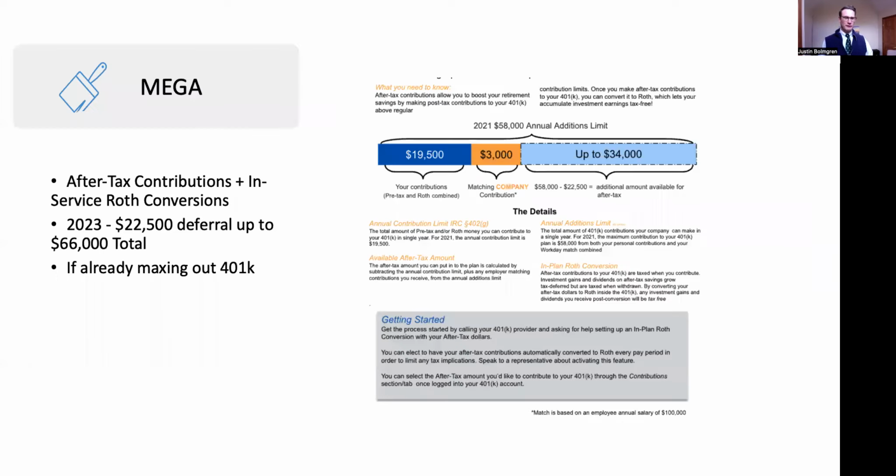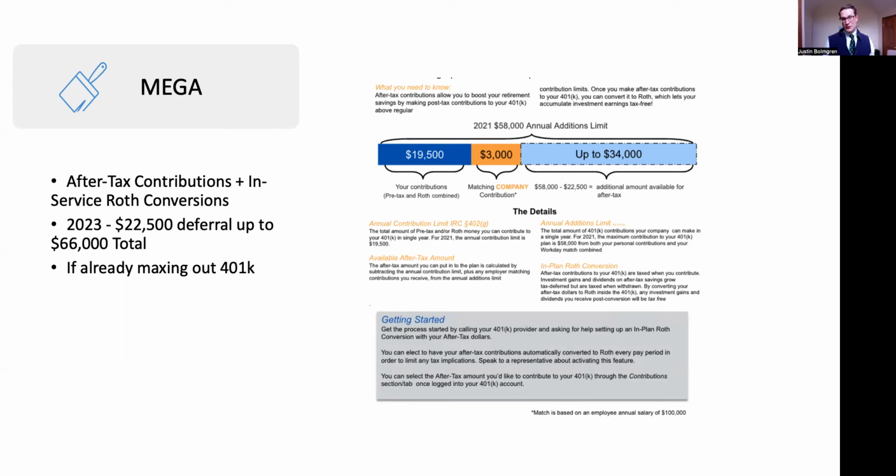How so? Well, first off, not everyone is eligible. We have to have two requirements in the qualified plan. So first, the plan has to allow after-tax contributions. And second, it has to allow in-service Roth conversions. So for many older plans, that may not even be an option.